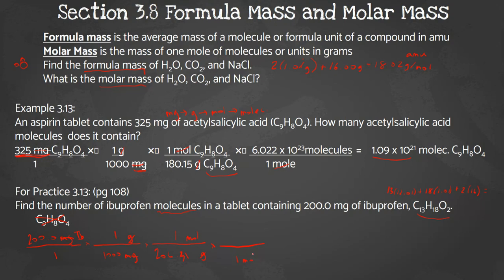1 mole is always Avogadro's number of molecules. Molecules of ibuprofen. Okay, and I am going to cancel out some zeros here before I do my calculating. So this 0 and this 0 can cancel here, and I think that's it. So I have 2 divided by 10 times Avogadro's number and then divided by 206.